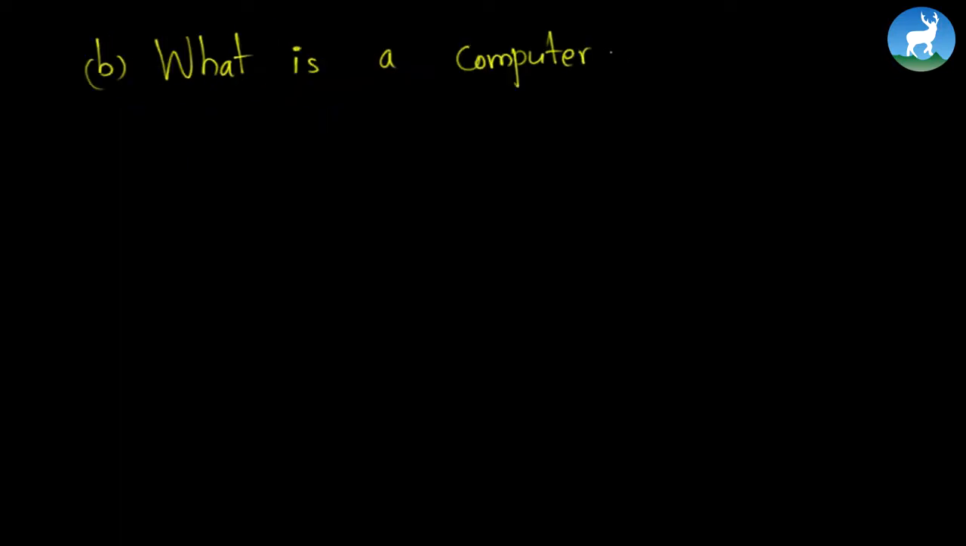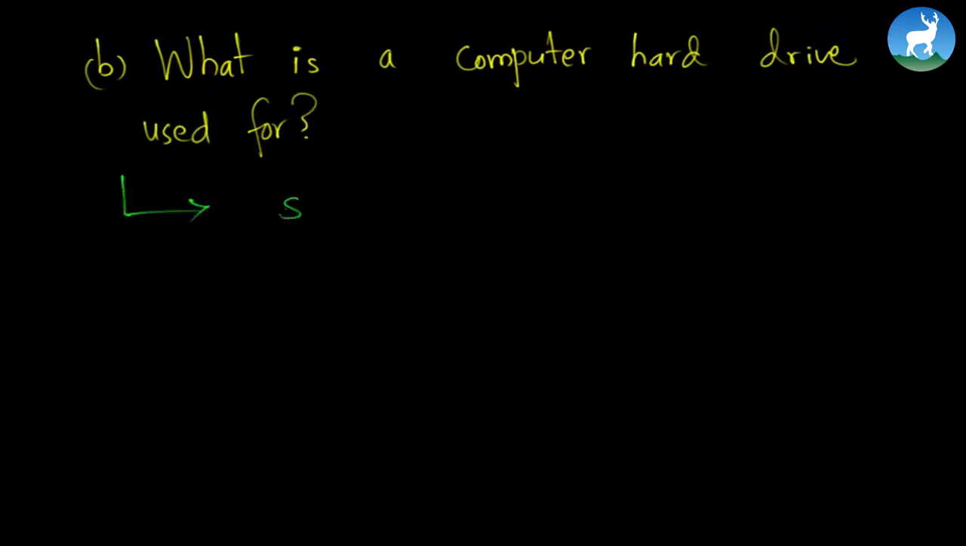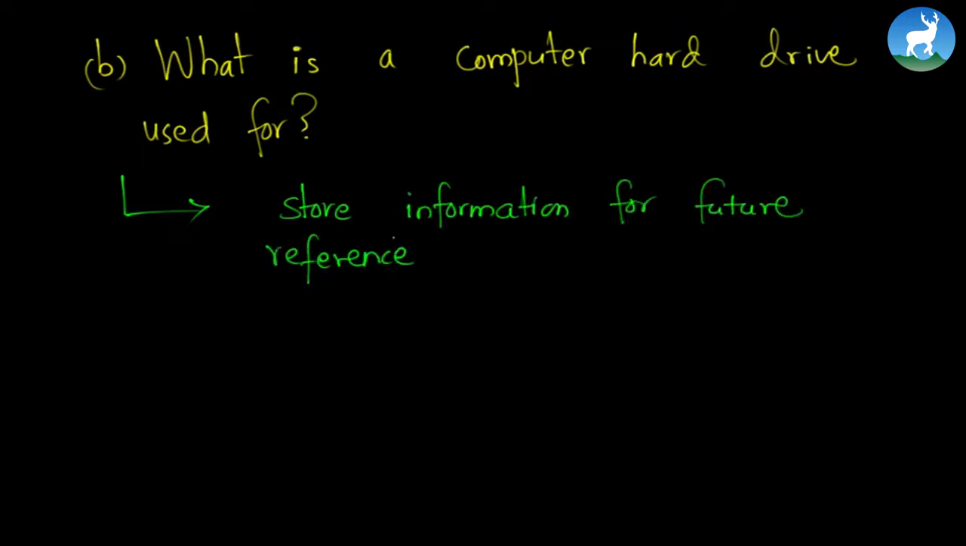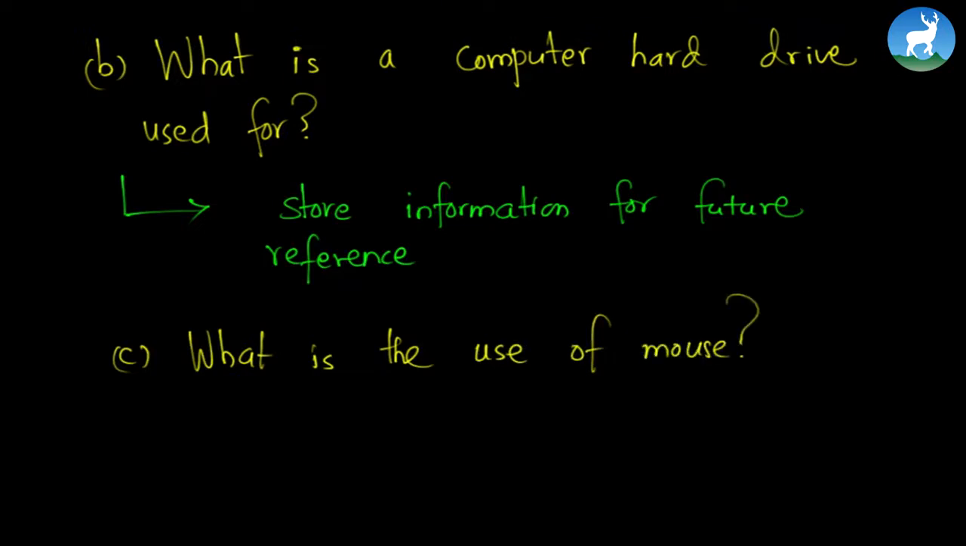What is a computer hard drive used for? So I'm just going to write the keywords. Hard drive, store information for future reference. Another question. What is the use of a mouse? Pretty easy. I'm only going to write the keyword. The use of the mouse is to point, click, and sometimes roll over the page.